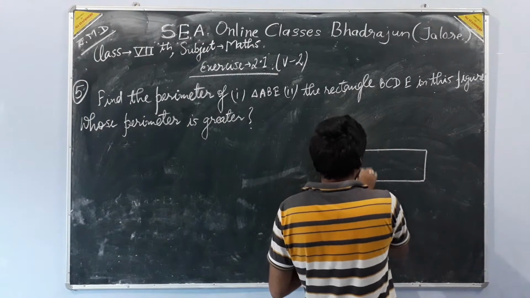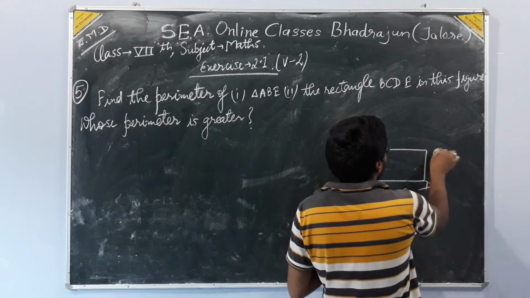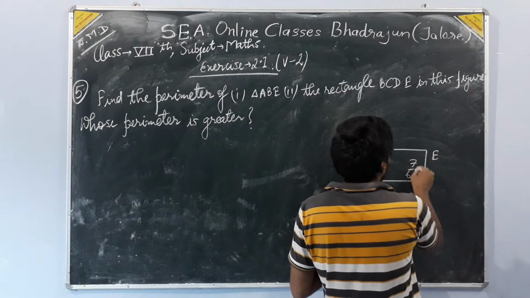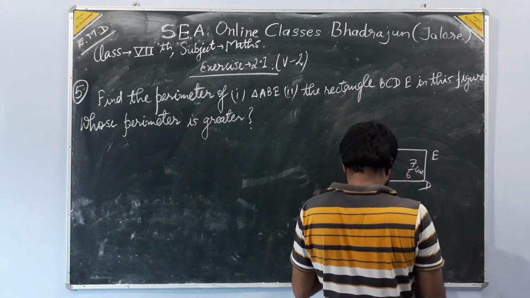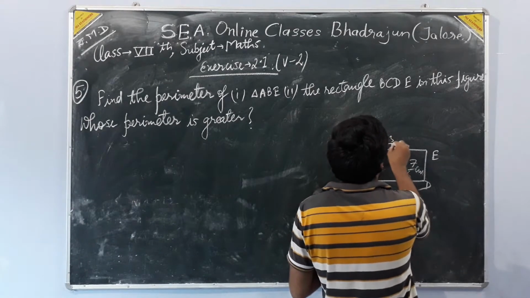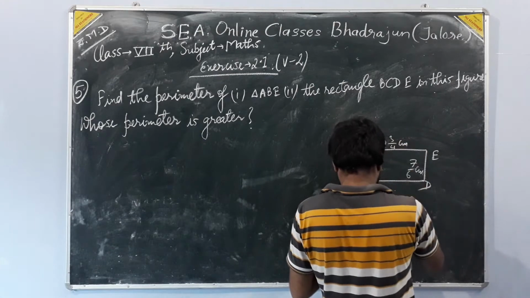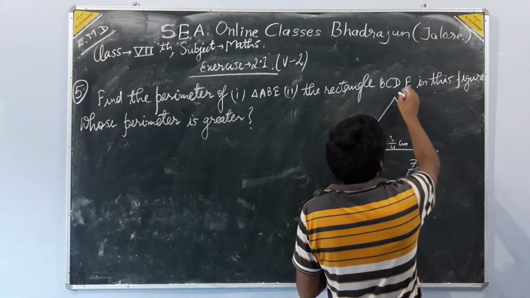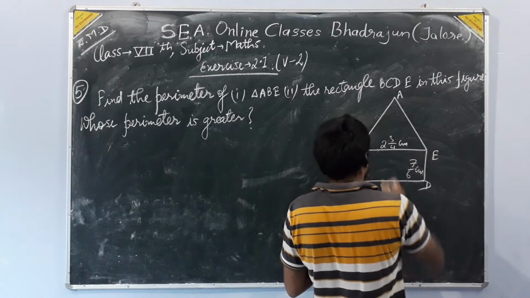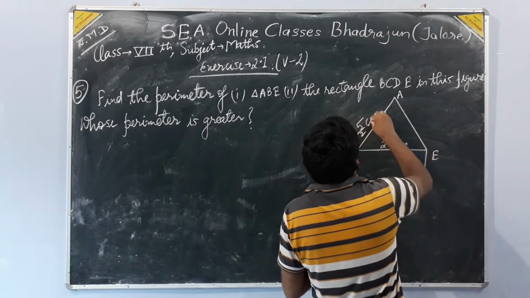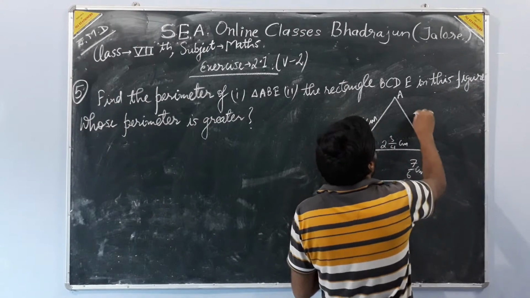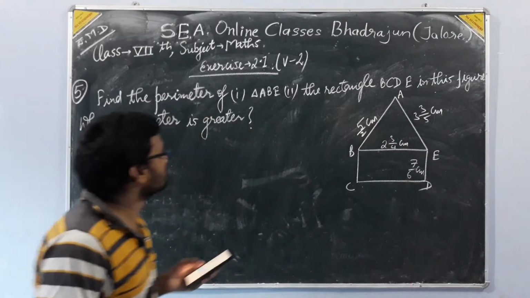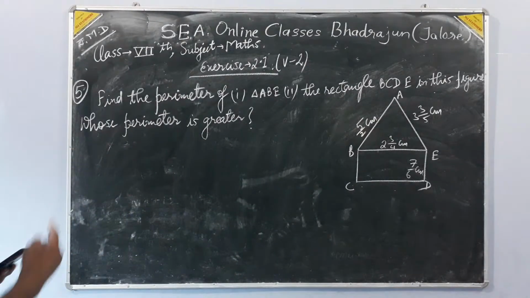B, this is B, this is C, this is D, that's E. This is 7 by 6 centimeter, and this is 2 whole 3 by 4 centimeter, and here a triangle is given whose first vertex is A, and length of other sides is 5/2 centimeter and 3 whole 3/5 centimeter. Okay, just note down this one. After that I will start solving this.